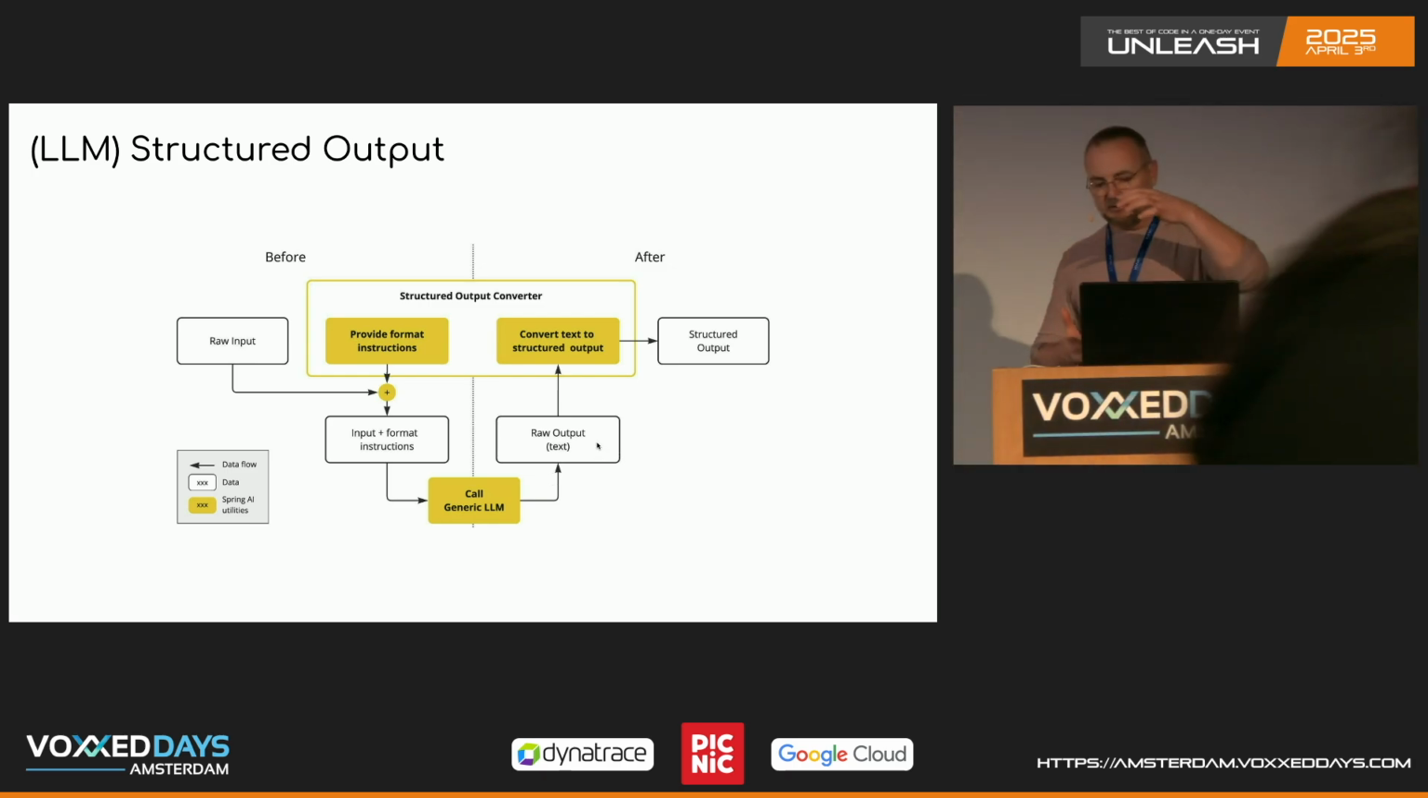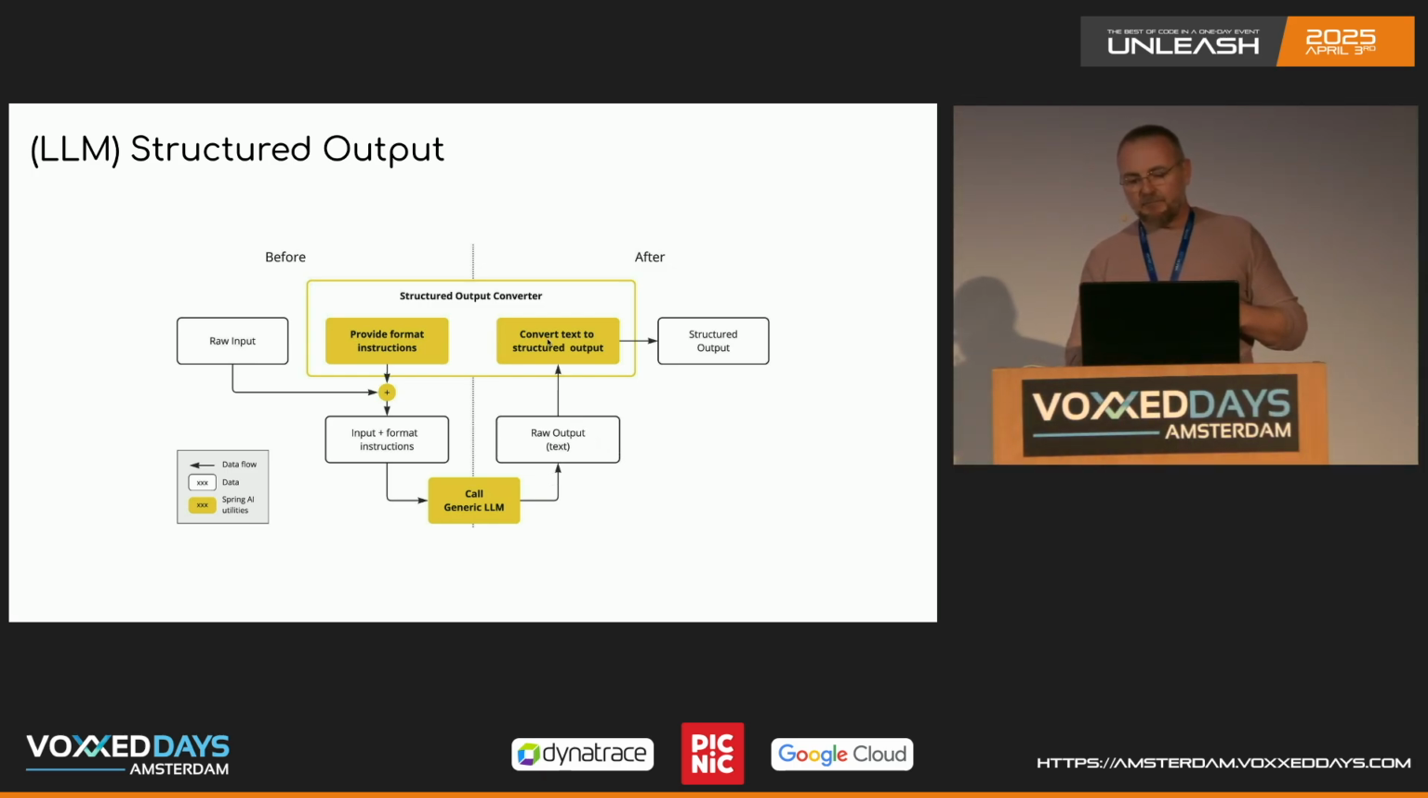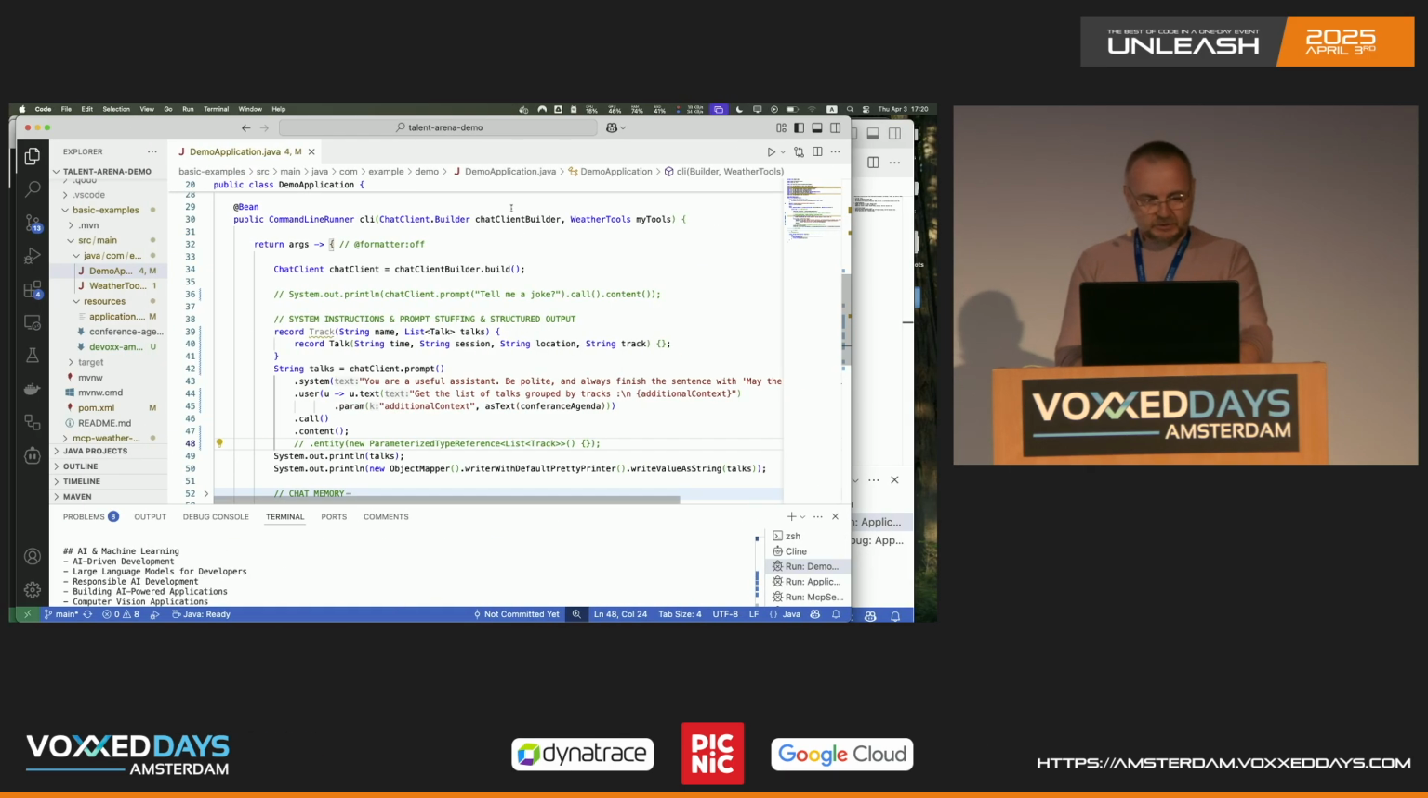It will still be text, but text that contains JSON, and Spring AI under the hood is going to convert this structured format into the desired Java records or Java entities. So in code, this looks something like this.